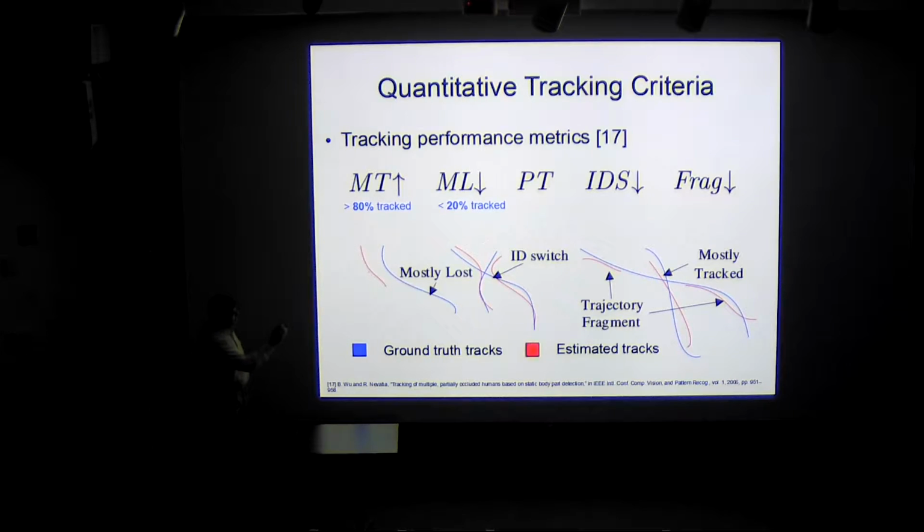ID switches are situations where the ground truth tracks are like this, and what you estimate is like this. This is a common thing when vehicles go through intersections. You swap the associations between one and the other. The arrows here are indicating whether you'd like this to be high or low. So you would like mostly tracked to be higher, mostly lost to be lower, ID switches to be low. Fragmentation is where a trajectory gets broken up into two fragments over here. You would like those to also be low.